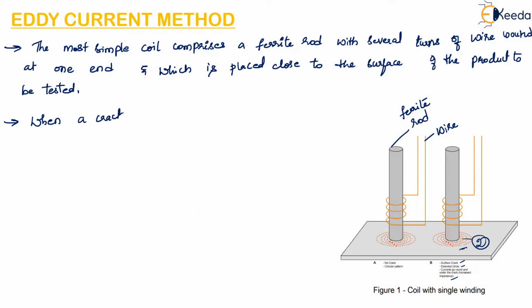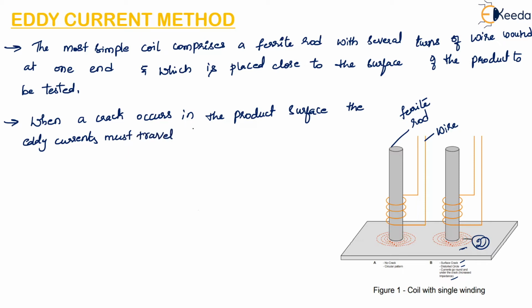When a crack occurs in the product surface, the eddy current must travel further around the crack and is detected by the impedance change.